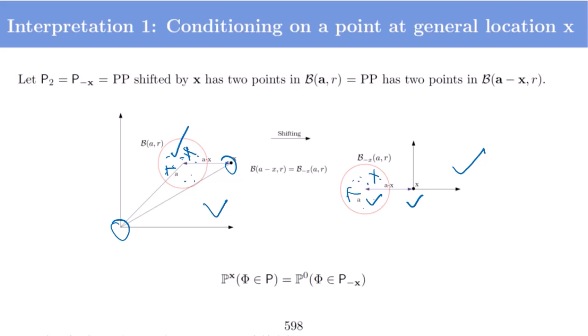So this is just a way that you can create a relation between conditioning on a point at the origin and conditioning on a point at x for stationary processes. For a non-stationary process, when you shift, the distribution changes, so it's very difficult to compute this kind of thing.